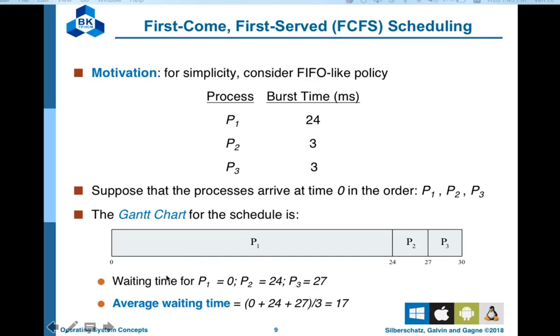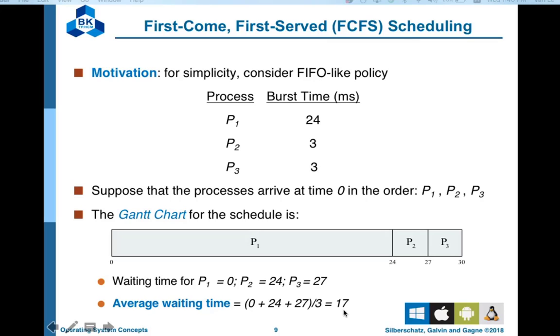So the waiting time for P1 is 0. P1 does not wait. The waiting time of P2 is 24, because P2 must wait for P1. And P3 must wait for P1 and P2, so the waiting time of P3 is 27. The average waiting time is 17.